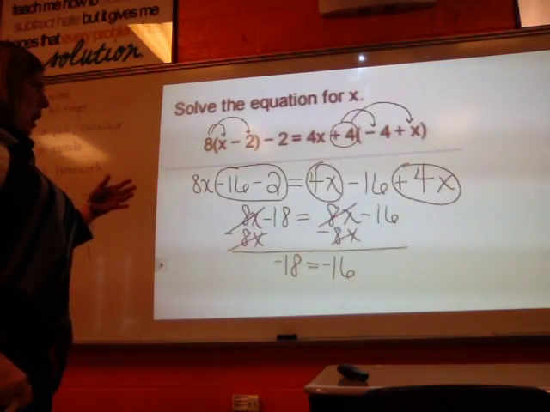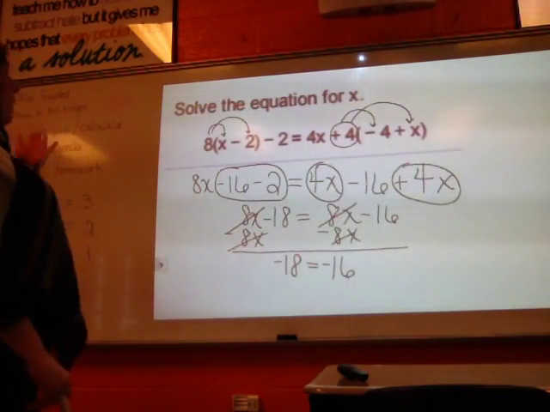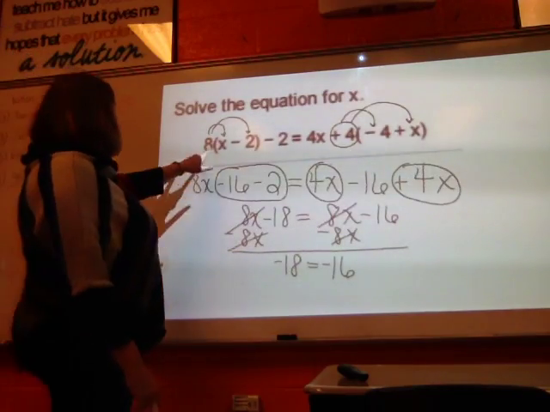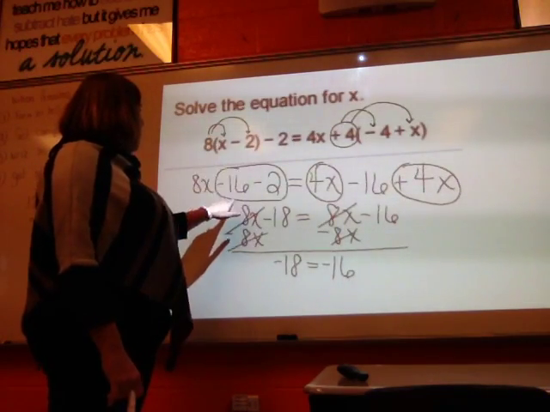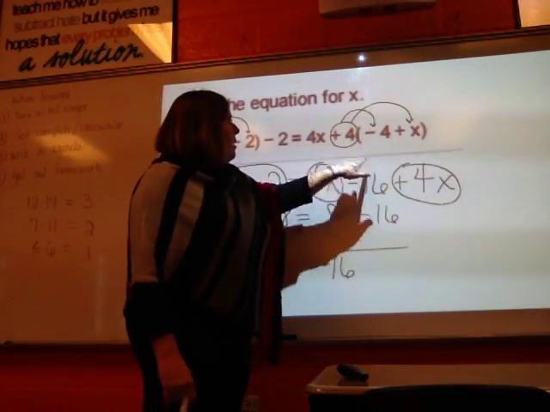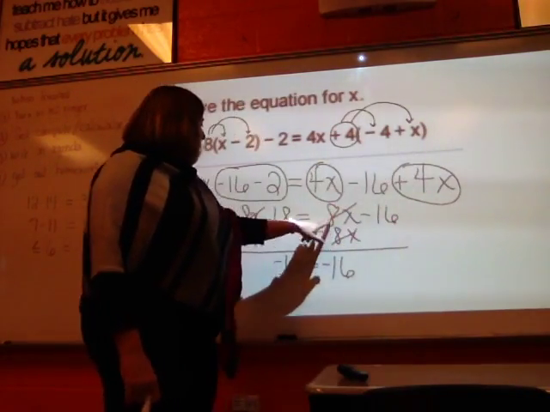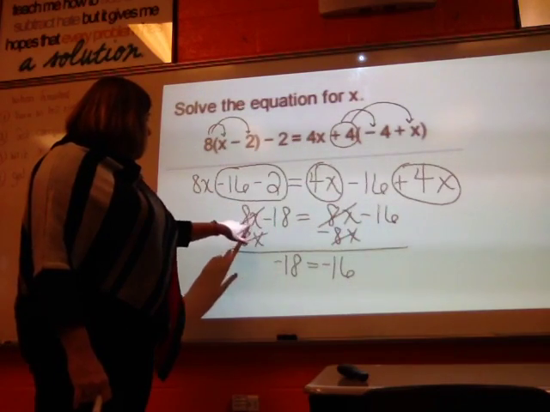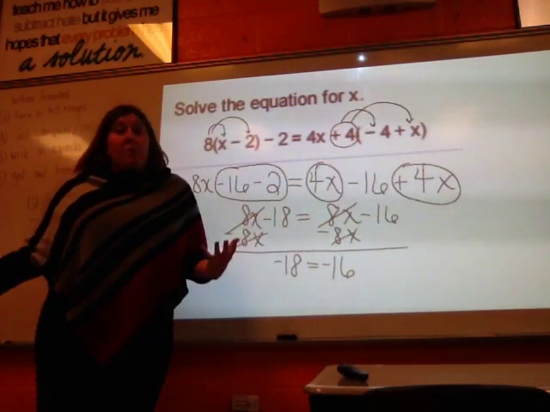So I'm a little stuck, so I'm going to be like, okay, have I done something wrong? So I'm going to go back, I'm going to double check my math. Four is 8, 6 is 18. Okay, so my math looks right.